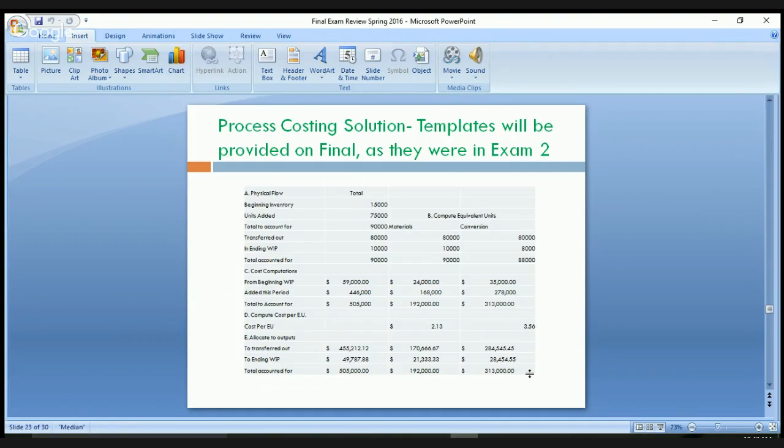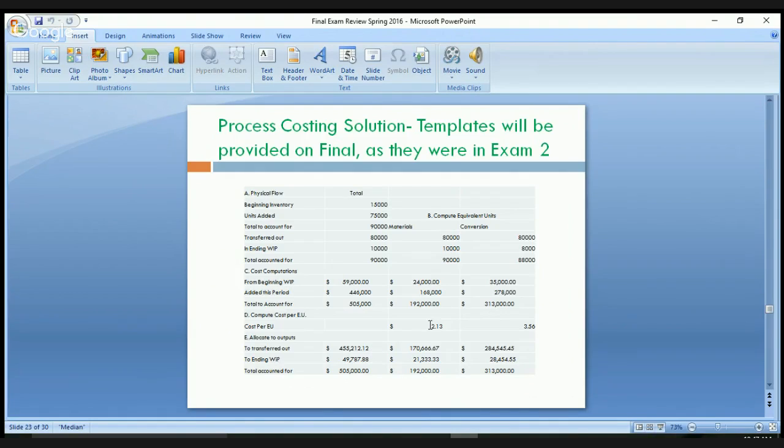So I'm going to take that 2.13, and all I'm going to do is multiply it by the numbers in the equivalent units up here. So 2.13 times 80,000 gives me 170,666.67, and that's the cost that I'm going to allocate out. And then the conversion cost, the 3.56 times 80,000, gives me 284,545.45, and that's my total amount to be transferred out: 455,212.12.